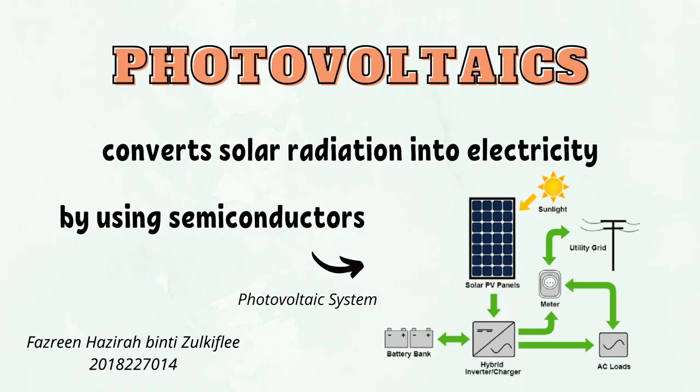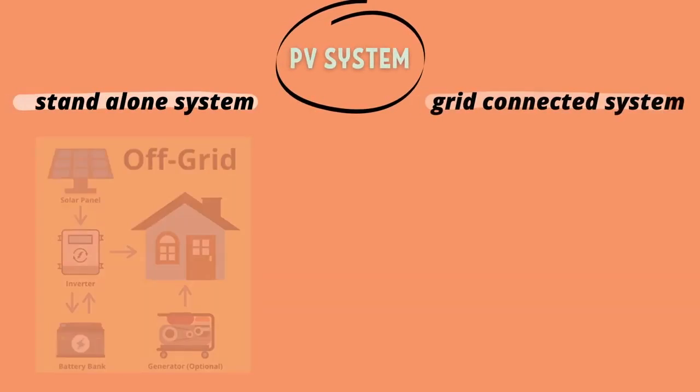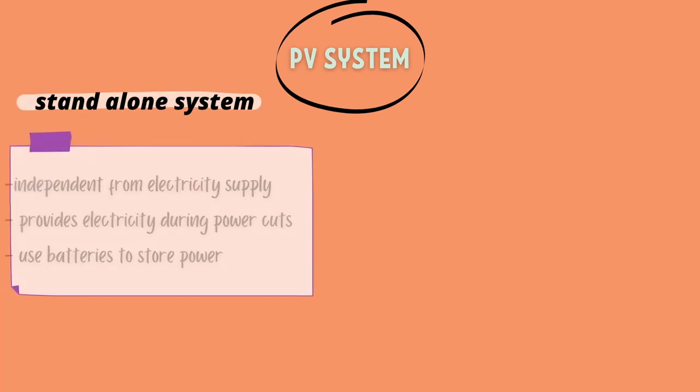Photovoltaics is a method of generating electrical power by converting solar radiation into direct current electricity using semiconductors that exhibit the photovoltaic effect. A photovoltaic system is an arrangement of components designed to supply usable electric power for a variety of purposes, using the sun as a power source. There are two types of PV systems: standalone system and grid-connected system.